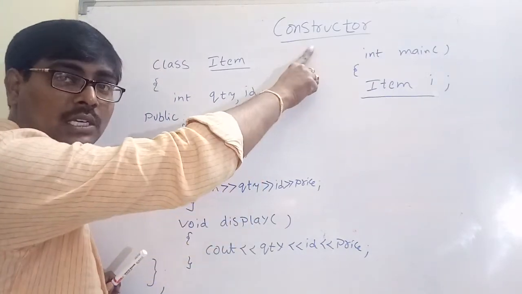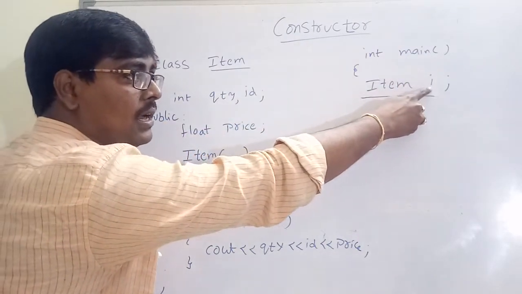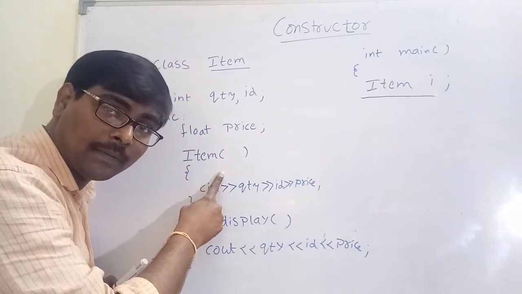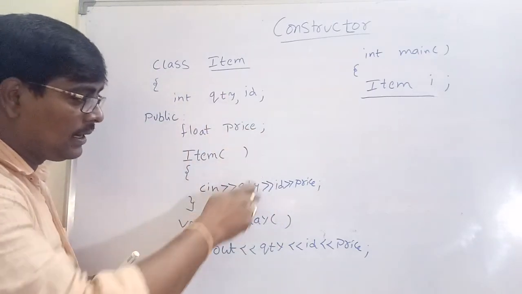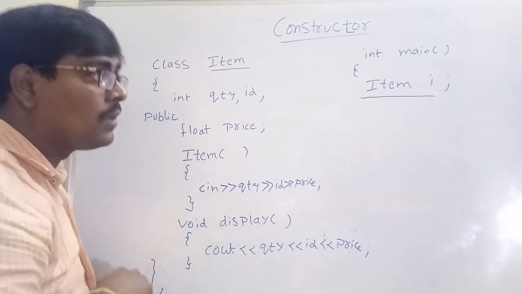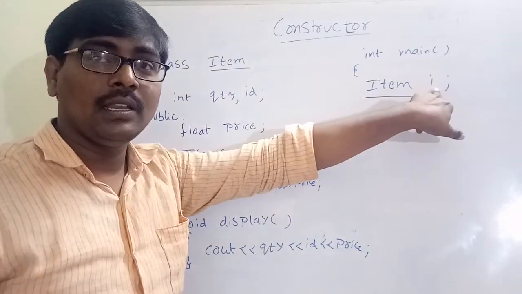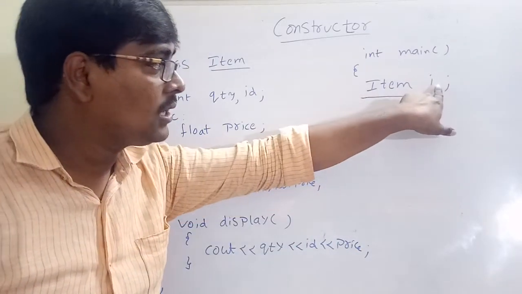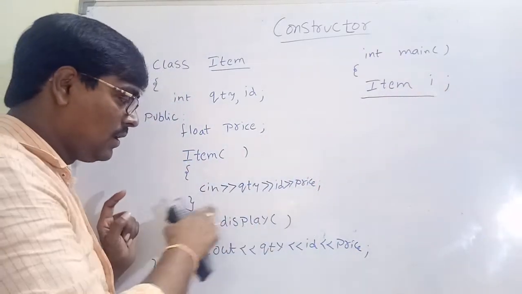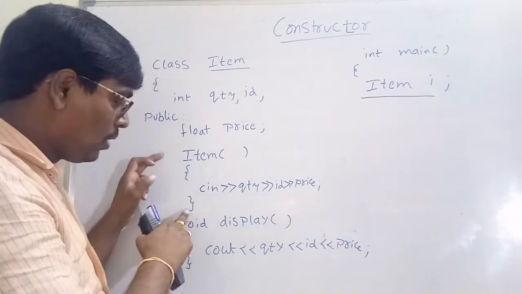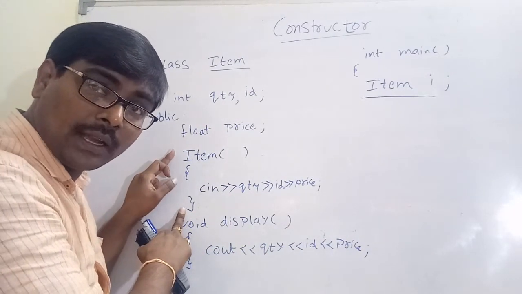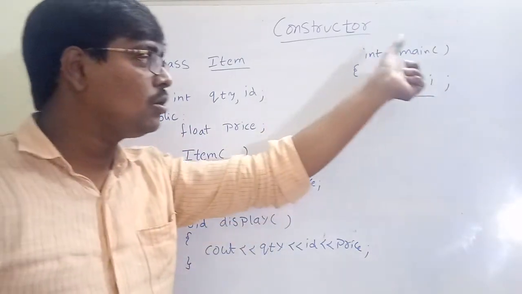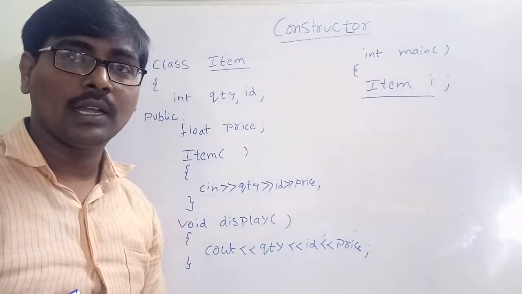So what is the definition? Whenever we are creating an object, a constructor is called automatically. Okay, if a program contains a constructor, the memory is allocated, that is, the object is initialized. Observe carefully, the object I is initialized with these three values. Because we have a constructor, at the time of object creation, these values are automatically assigned to object I.